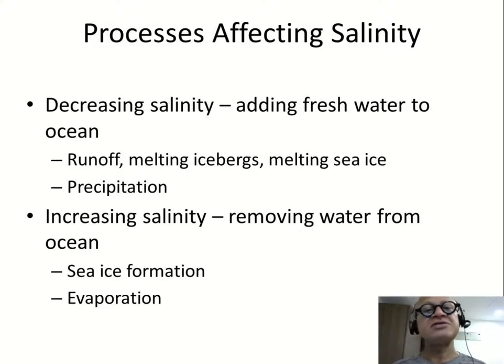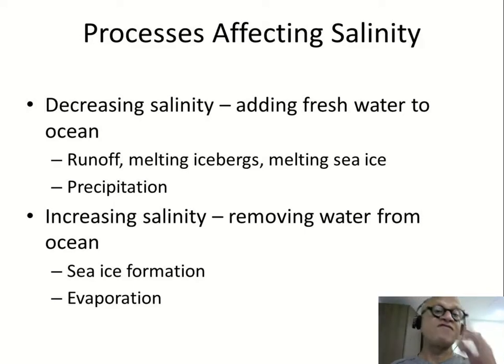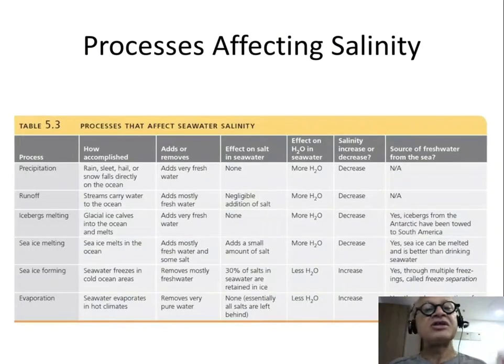Increasing salinity is anything where you remove fresh water from the ocean, like sea ice formation. Sea ice rejects brine, rejects salt, so it increases the salinity of the ocean and creates fresh sea ice with fresher water. Evaporation too. For example, if you build glaciers, like during an ice age, you're going to move lots of water from the ocean onto land and freeze it, so you're going to increase salts in the ocean. So these are some of the processes affecting salinity: precipitation, runoff, iceberg melting, sea ice forming, and evaporation.